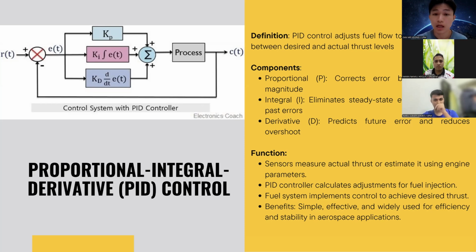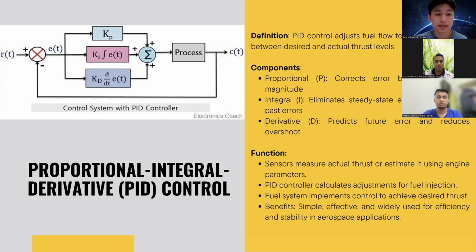The first one is the proportional term, which applies a correction proportional to the magnitude of the error. The second one is the integral term, whose function is to eliminate the residual steady state error by considering the cumulative error over time. The third is the derivative term, which helps predict future errors by looking at the rate of change and helps dampen the system response to reduce overshoot.